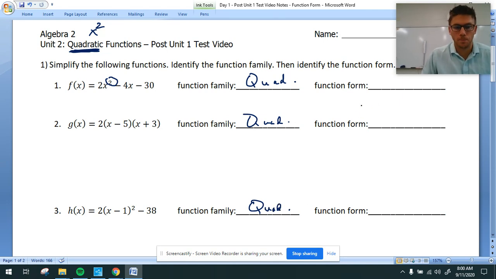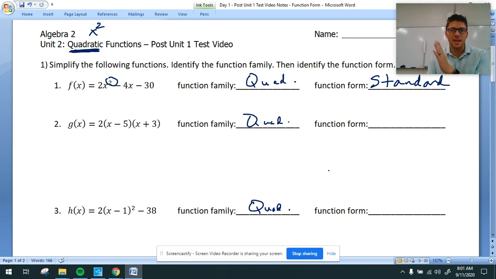Now function form. We can answer this question right away. So we should notice, looking at the first one, there are no sets of parentheses. You just have a 2x squared, a negative 4x, and a negative 30. And when it's in its fully multiplied out form, there are no sets of parentheses. There's nothing you can simplify any further. We call that standard form. Standard form is the form that is, like I said, completely multiplied out.